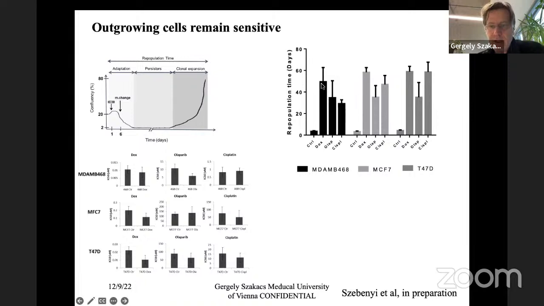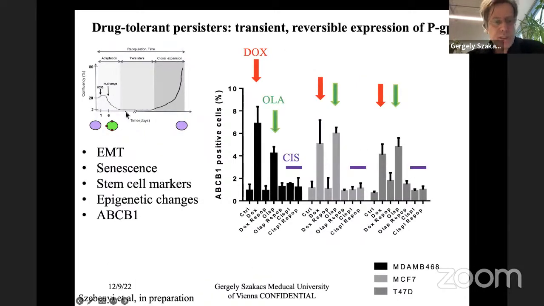This shows you the time it takes for these cells to recover. You can see that if we take, for example, MCF7, we have 3 different kinds of treatments, doxorubicin, olaparib, or cisplatin, and it takes more than a month for these cells to wake up. So it's a very lengthy process during which time the cells are in a dormant state. Okay, so we collected these cells and wanted to characterize their phenotype. And this is a summary slide here. You can see that we could show that they undergo EMT, they show signs of senescence, they show a number of stem cell markers, a number of epigenetic changes.